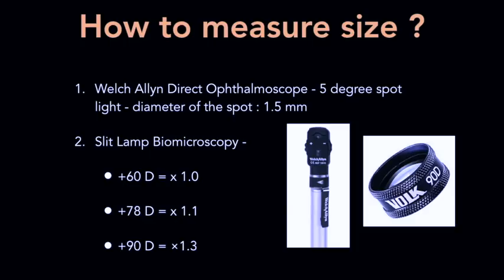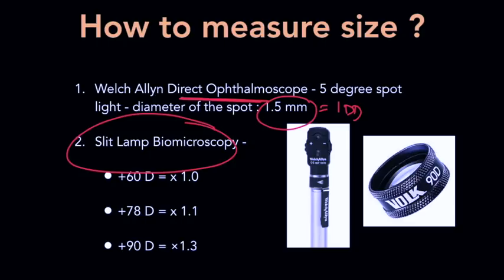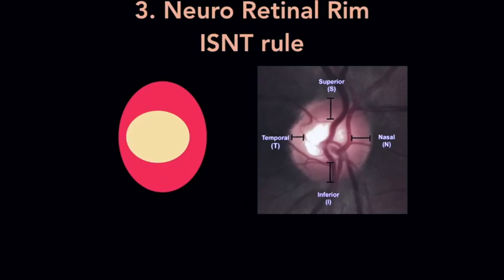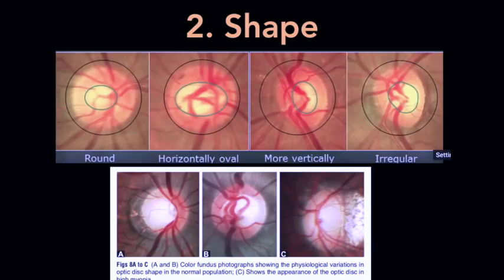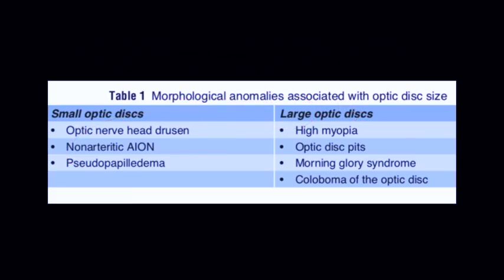There are two ways. One is by using a Welch Allyn direct ophthalmoscope, because for a particular part of the direct ophthalmoscope, the diameter of that spot is 1.5 mm, which is nothing but one disc diameter. So it's very easy to measure the disc size because of that. And also, the gold standard is we can use slit lamp biomicroscopy with these lenses, plus 60, plus 78, or plus 90. We have to use the corresponding correction factors, that is, into 1, into 1.1 and into 1.3. And so we will now discuss the next part.